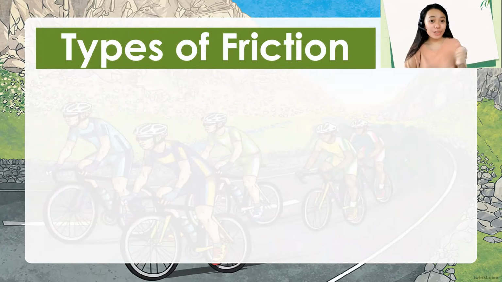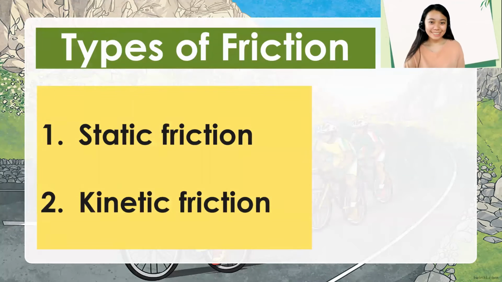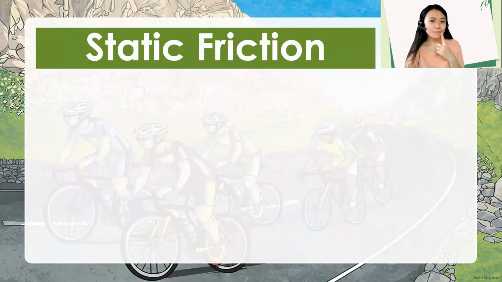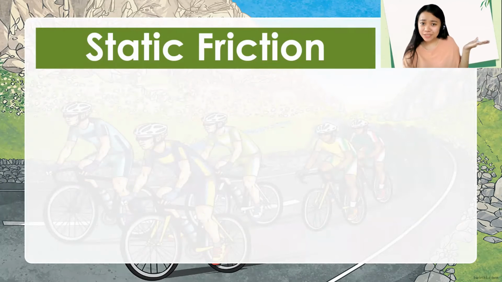There are different types of friction. Let's read. Types of friction. Number one, static friction. Again, static friction. Number two, kinetic friction. Kinetic friction. What is static friction? Let's find out.